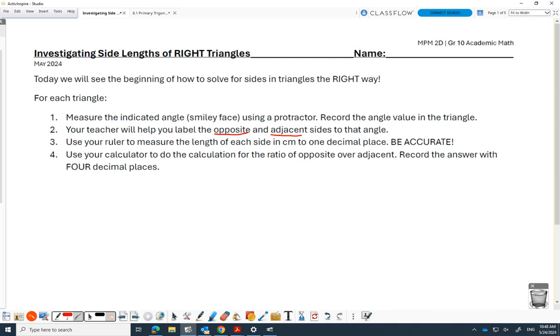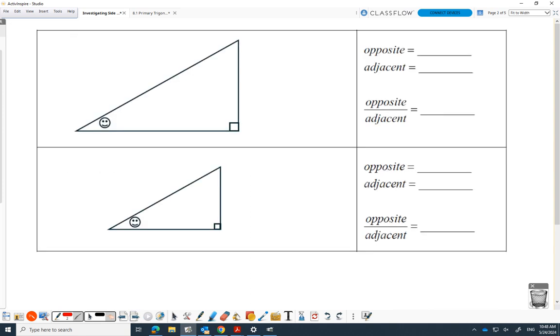Use your ruler to measure each side in centimeters to 1 decimal place, which is probably all you can do with a ruler. And then use your calculator to do the calculation for the ratio of opposite over adjacent. Do that to 4 decimal places. You'll need your calculator for that. What are you talking about? Here, I'll do one with you.